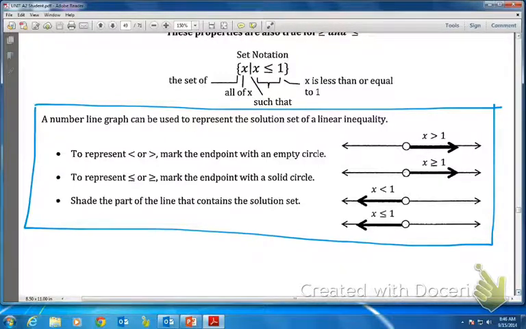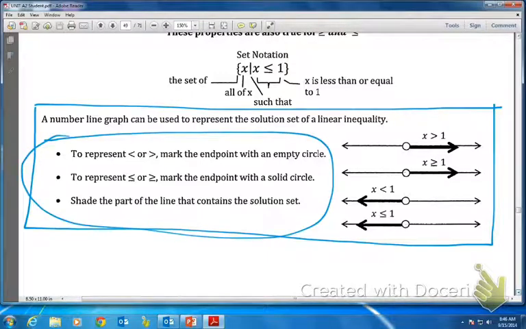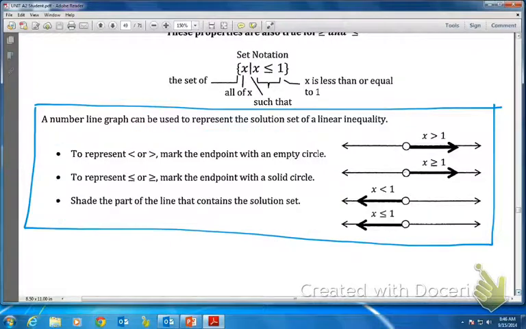So pause the video again and write down what you see over here inside this circle. Take a few minutes to write that down and then unpause it to continue. All right, so if we can read that again, it says, to represent greater than or less than, mark the endpoint with an empty circle. So if you look here, this is x is greater than 1 for the first one, so that's done, empty circle. This one down here says x is less than 1, so that one is done as well, empty circle.